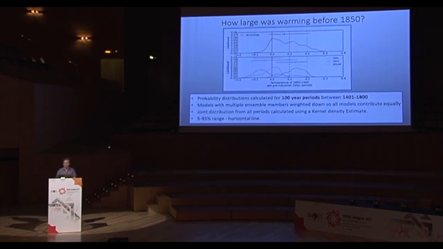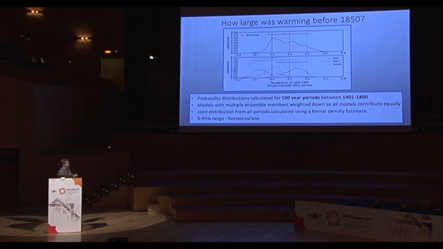So if we're interested in how large the warming was before 1850, what we're going to do is look at all the 100-year periods between 1400 and 1800, and form a distribution of all of this. So at the top, this is all forcings. As you can see, the answer to the question, how large was warming before 1850, is: it depends. It depends on the pre-industrial period you pick. It depends on the model you're looking at. The answer lies somewhere between 0 and 0.2.